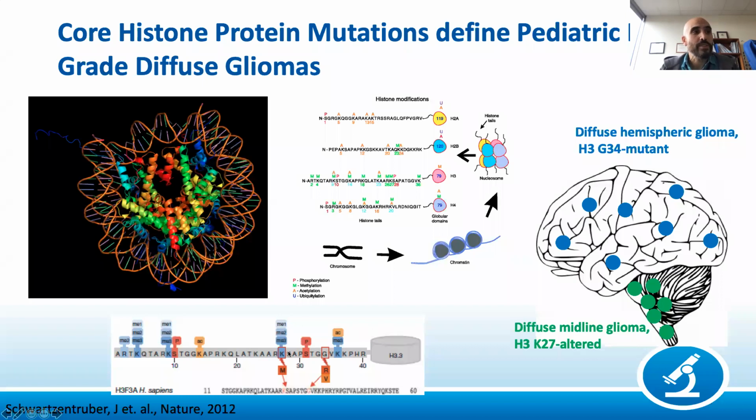What's even more interesting about these mutations is that they have this regional segregation. The K27M mutation is entirely restricted to the midline gliomas, and the G34R/V mutations are restricted to the supratentorial gliomas. And so you have two entities that have emerged from this: diffuse midline glioma, H3 K27 altered, and diffuse hemispheric glioma, H3 G34 mutant, both WHO grade 4 aggressive tumors, although on the spectrum of WHO grade 4, the K27M tumors are probably worse. All right, so let's talk about each of those entities individually.